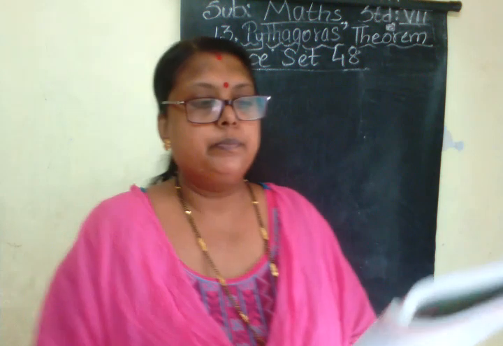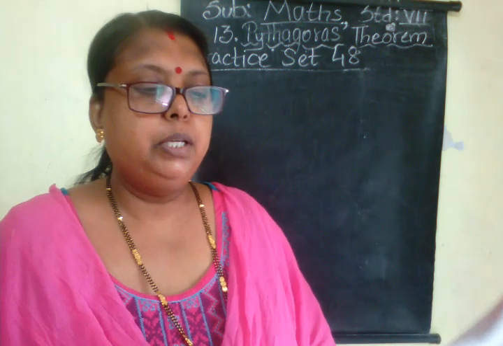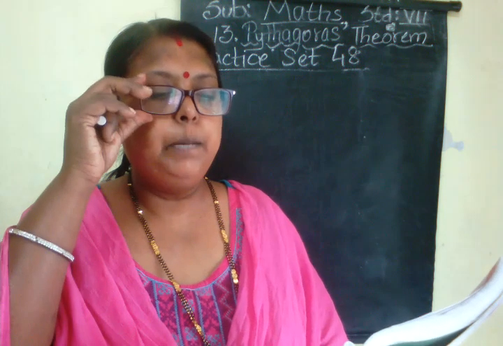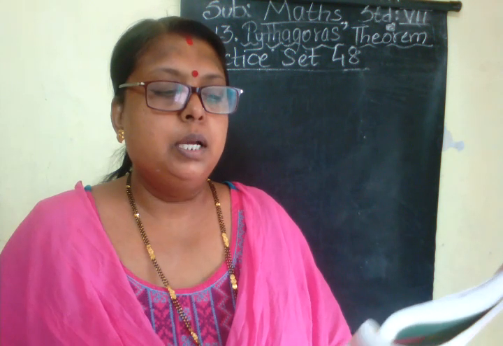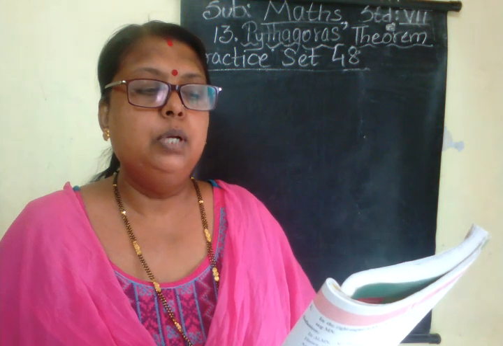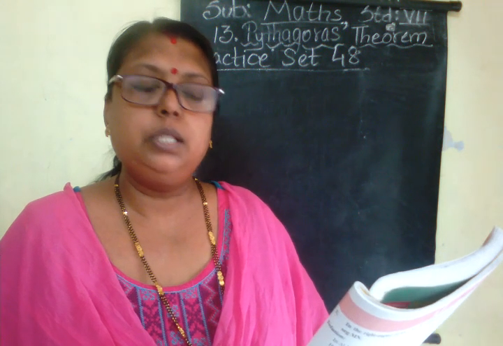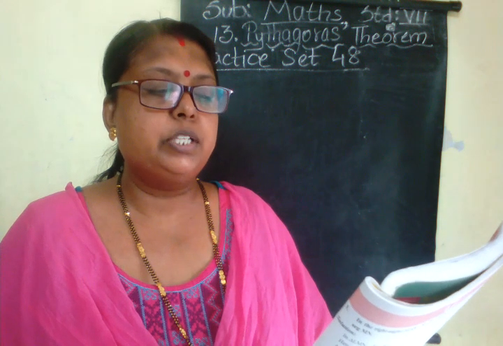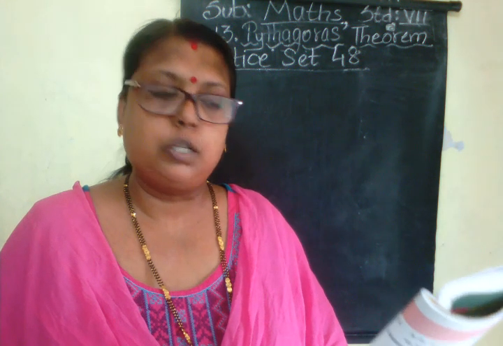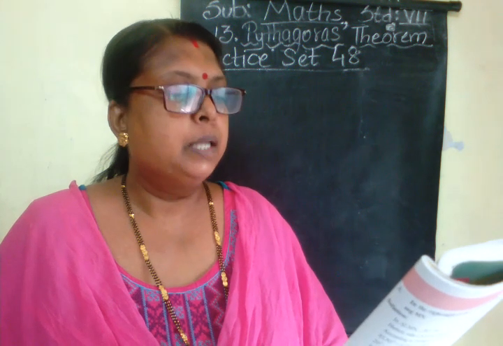Check the answer. In triangle PQR, angle Q is equal to 90 degrees. Hence, side PR is the hypotenuse. According to Pythagoras theorem, length PR square is equal to length PQ square plus length QR square. After calculation, you get X as 40. This was the second one.